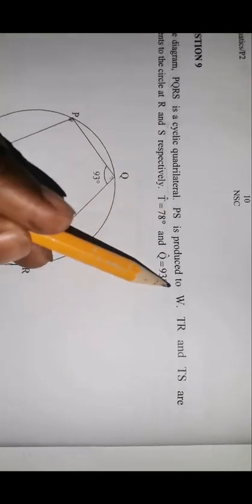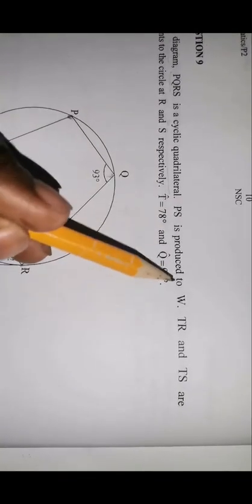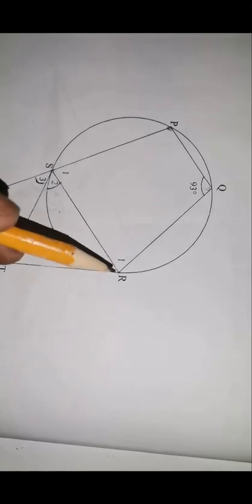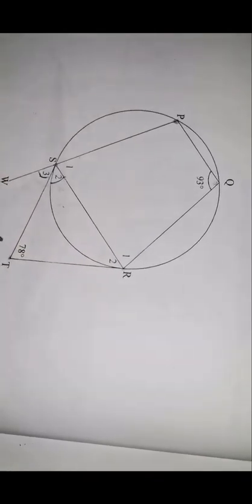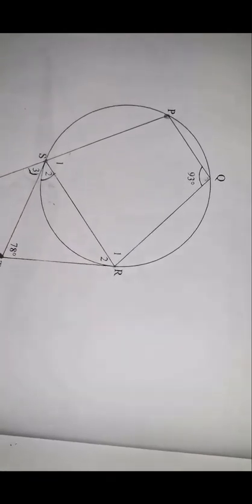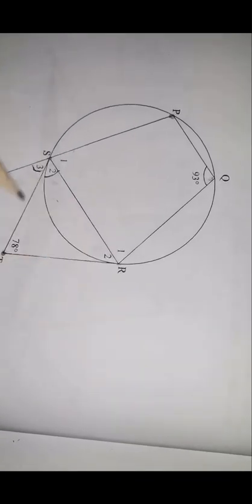PS is produced to W. TR and TS are tangents at point T. Basically, TR and TS, we did this theorem, tangents from the same point. We did that theorem 6. Go back to old videos. And angle T equals 78, angle Q equals 93.